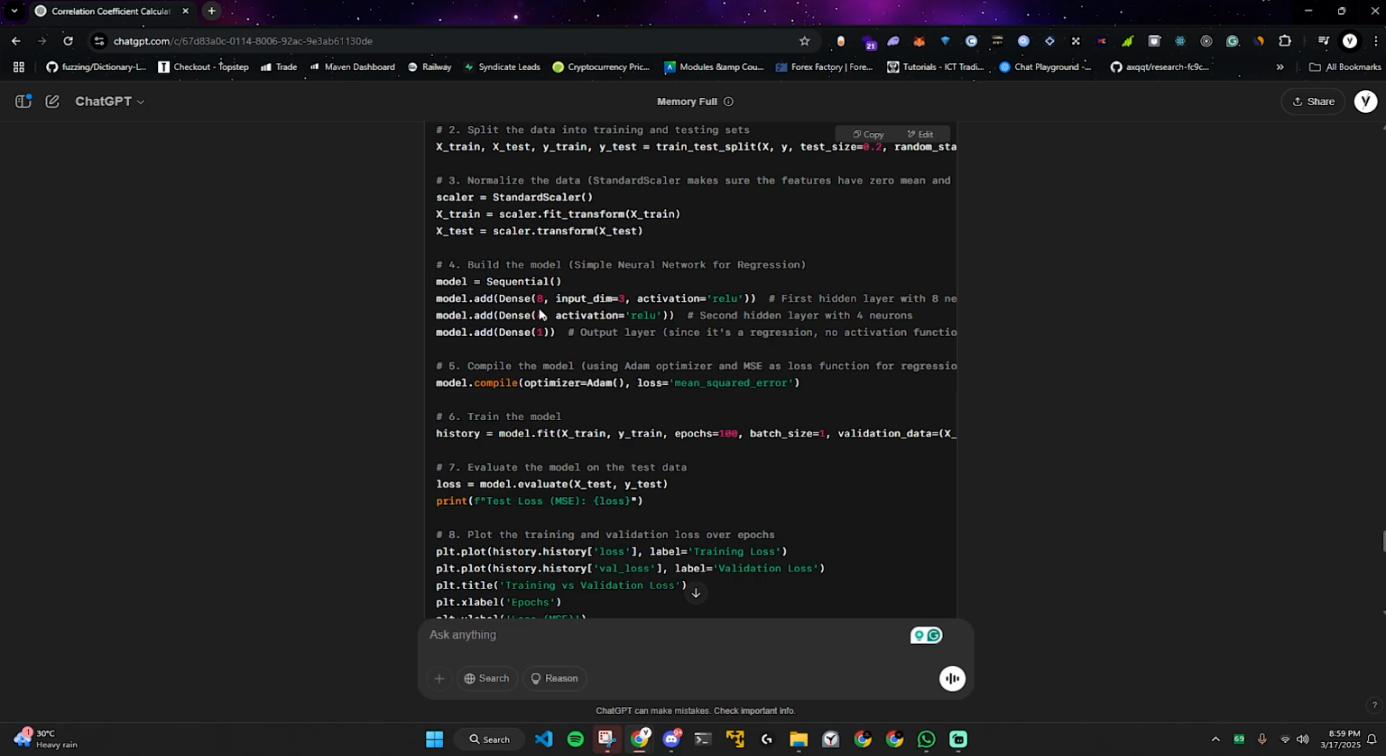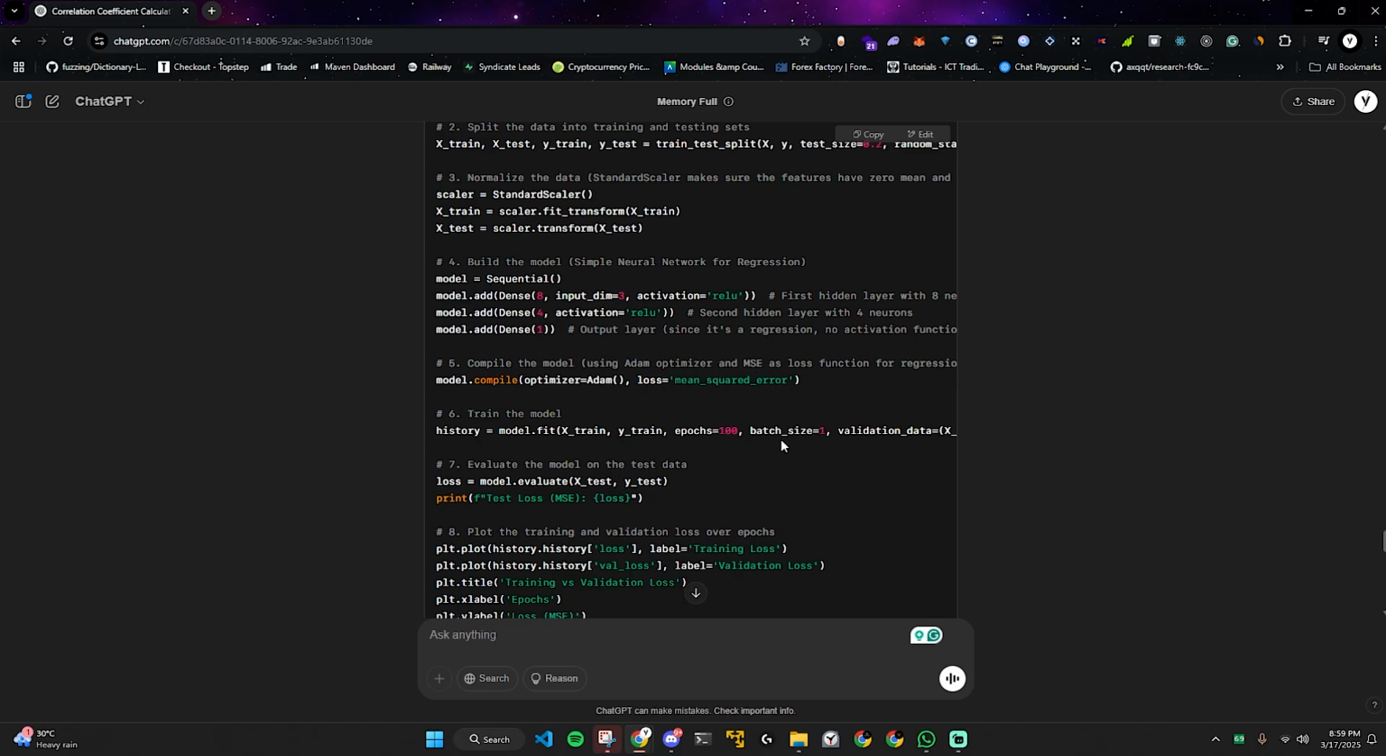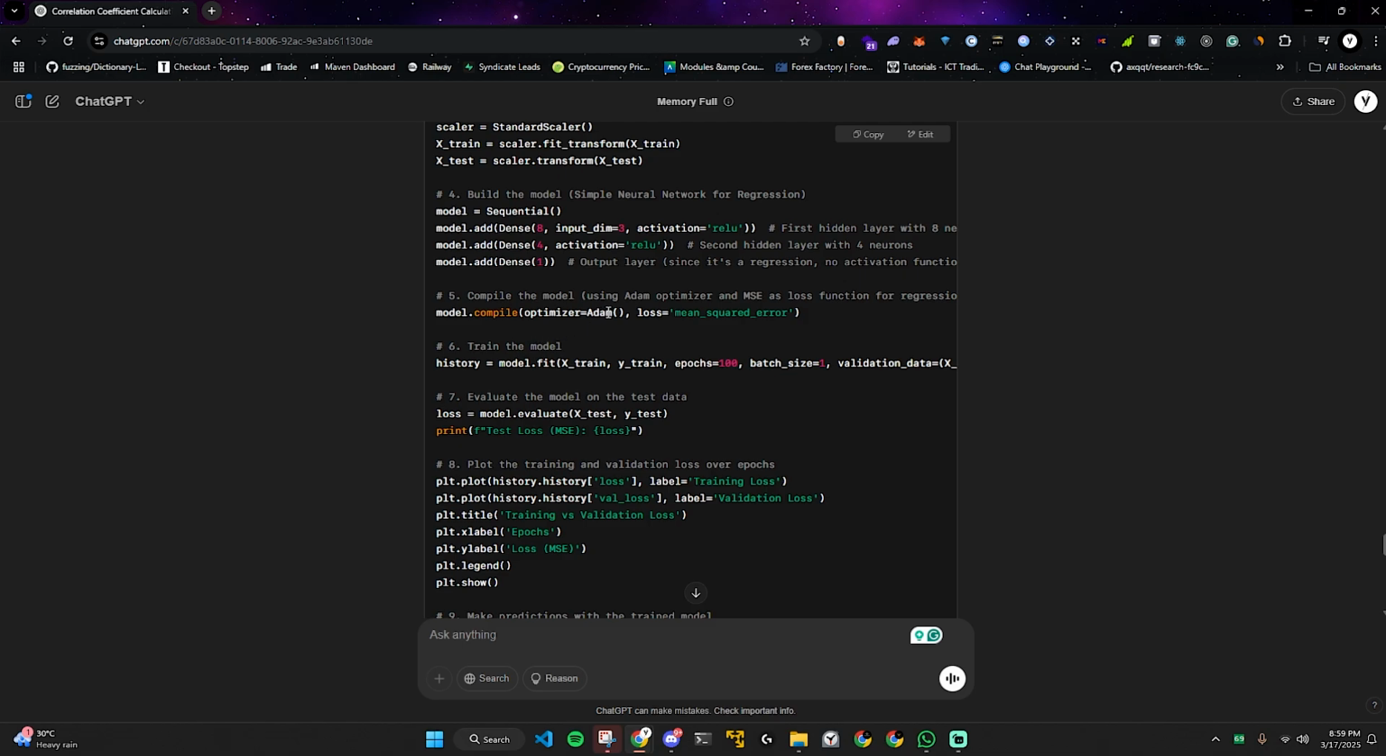So we have a sequential model called over here. The optimizer is obviously Adam in this case, and the loss is MSE. At first we were looking at stochastic gradient descent, but right now we're looking at Adam, which I'm not too familiar with. Epochs 100.